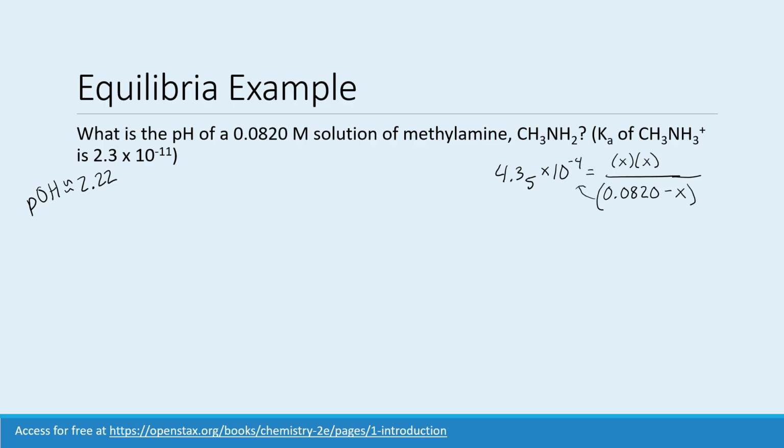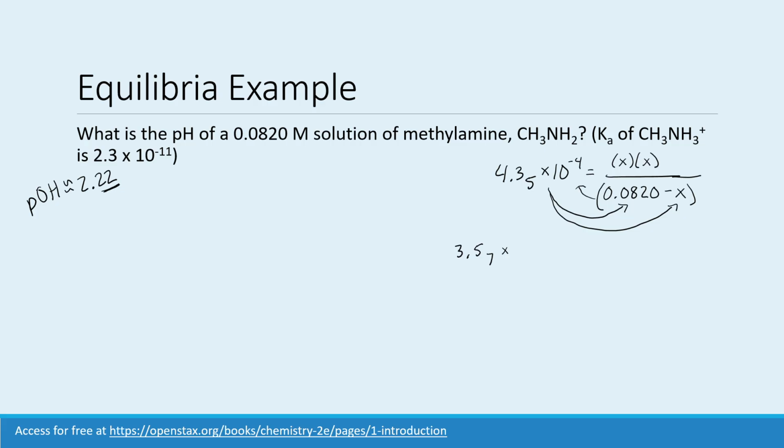So I am going to bring all of this over to the left-hand side, and then that means I'm going to have to distribute the 4.35 times 10 to the negative fourth to both parts. Okay, so I'm going to go ahead and do that in one step. If I distribute 4.35 times 0.082, that should give me 3.57, keeping 3 significant figures throughout.